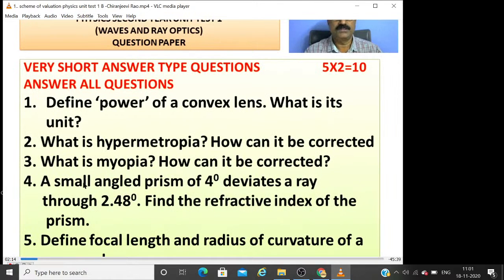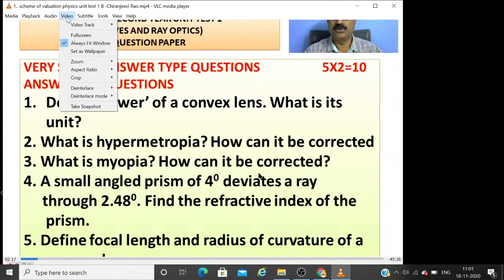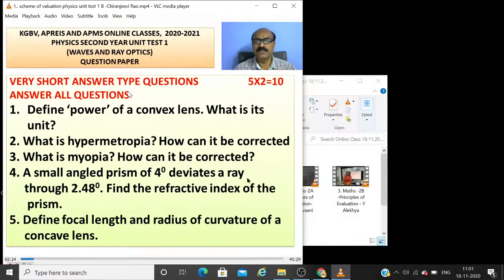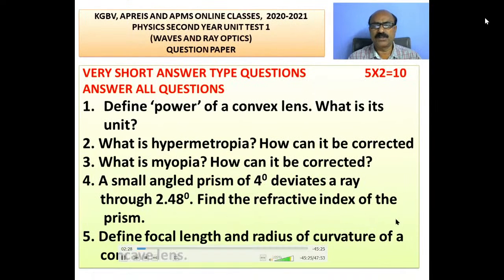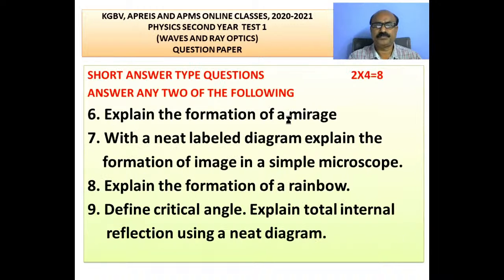The third question is, what is myopia? How can it be corrected? The fourth one is, a small angled prism of 4 degrees deviates a ray through 2.48 degrees. Find the refractive index of the prism. The fifth one is, define focal length and radius of curvature of concave lens. So these are the 5 questions, 5 two-mark questions, 10 marks in total. There is no choice in this part, even in the public examination.